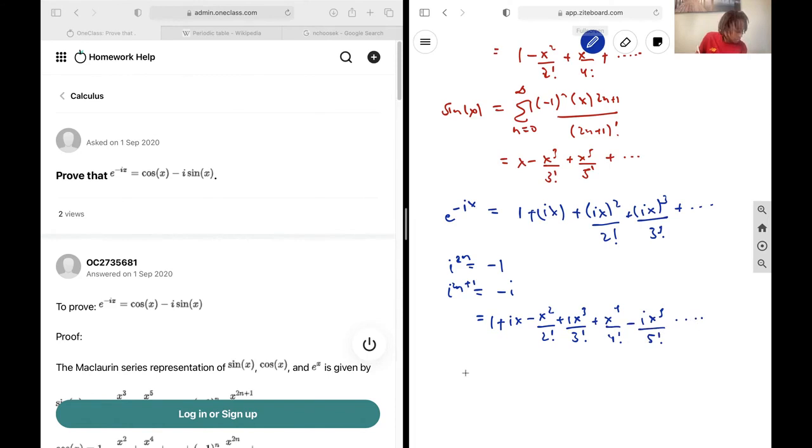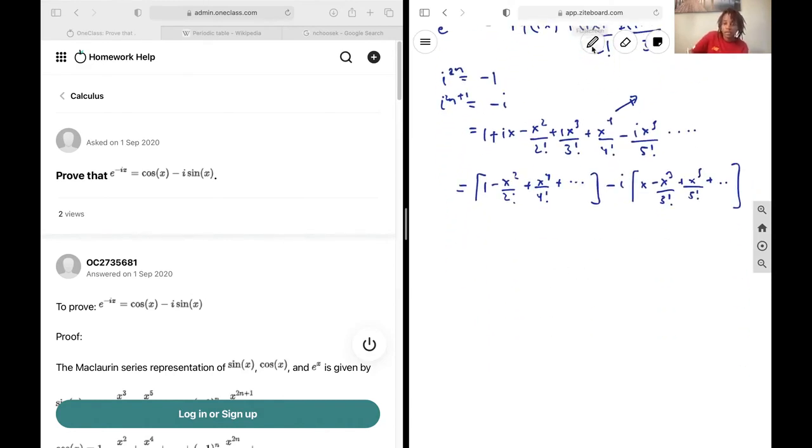And now we are actually going to separate this into 1 minus x squared over 2 factorial plus x to the power of 4 over 4 factorial plus, so it's all of these even numbered terms that don't include an i. And I'm going to subtract off i, so the negative i that are in front of the other odd numbered terms, leaving x minus x to the power of 3 over 3 factorial plus x to the power of 5 over 5 factorial, and you go on like that.